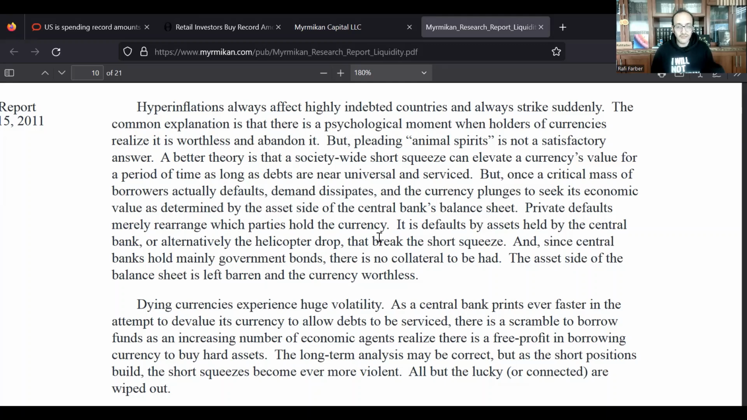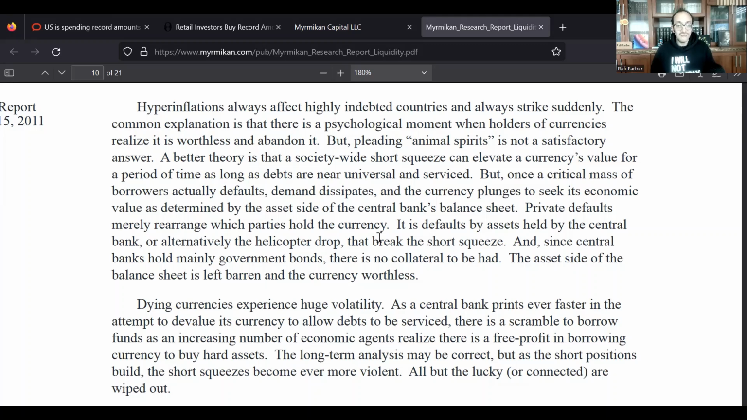Well, one thing about this sentence, he continues to say here, but I'm going to explain it first, that, yeah, you could have defaults that will not affect the value of the currency, or might even make the currency more valuable, as we saw in 2008. We saw a lot of defaults that made the dollar even more valuable. Why is that? He gets to that in the next sentence. He says, private defaults merely rearrange which parties hold the currency. It doesn't change the monetary situation, because if one party in the private sector defaults to another party holding that company or that entity's debt, you just have a different balance of who owns what assets.